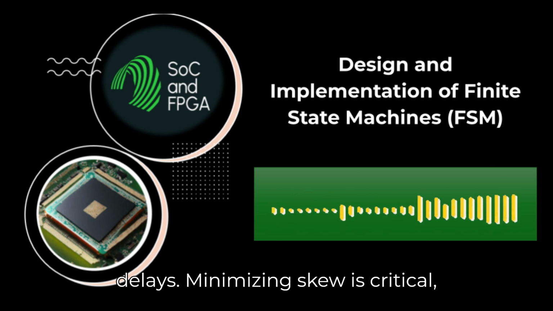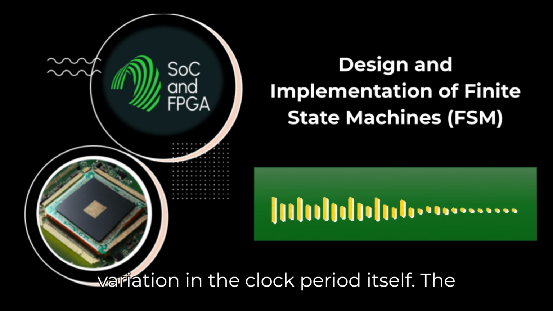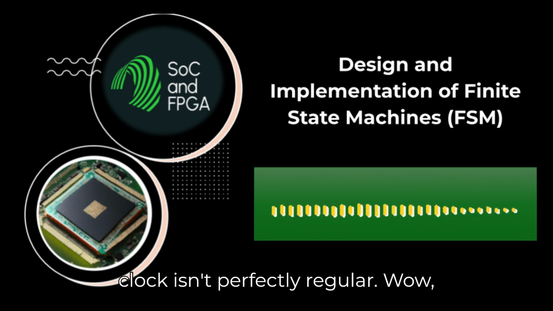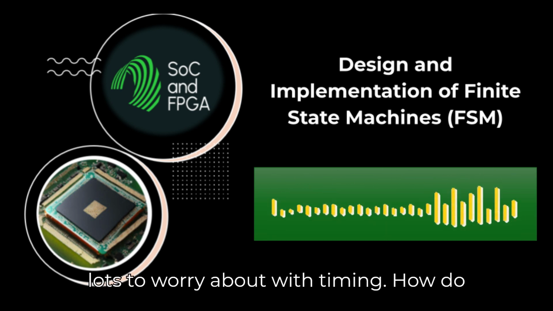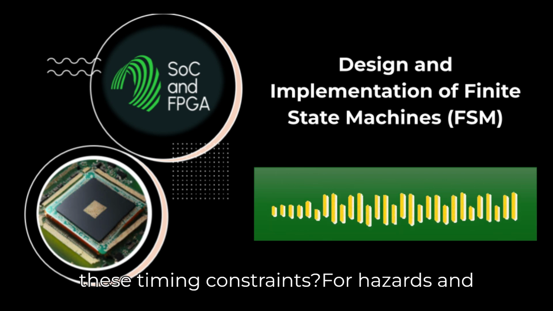Minimizing skew is critical. And clock jitter is the cycle-to-cycle variation in the clock period itself. The clock isn't perfectly regular. Wow, lots to worry about with timing. How do designers deal with hazards and meet these timing constraints?